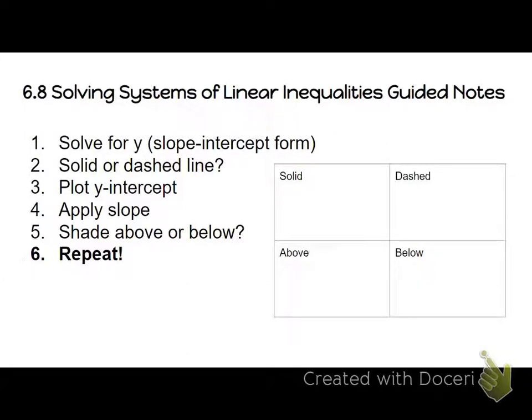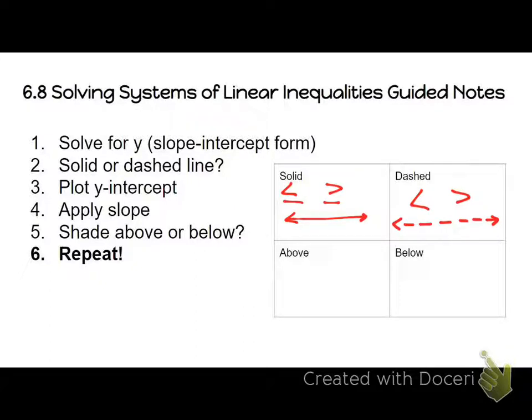Step 2, is it going to be a solid or dashed line? Well, how do we know? It's a solid line if they're what signs? How do I know when I'm going to graph a solid line? It's greater than or equal to, or less than or equal to. So that's going to be a solid line. It's going to be a dashed line if it's just greater than or less than. Now, you plot the y-intercept, you apply the slope, then you shade above or below.